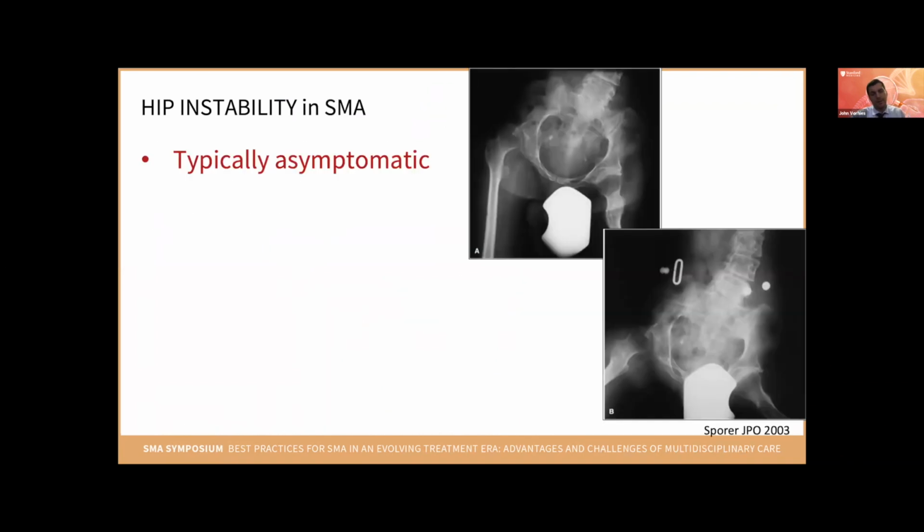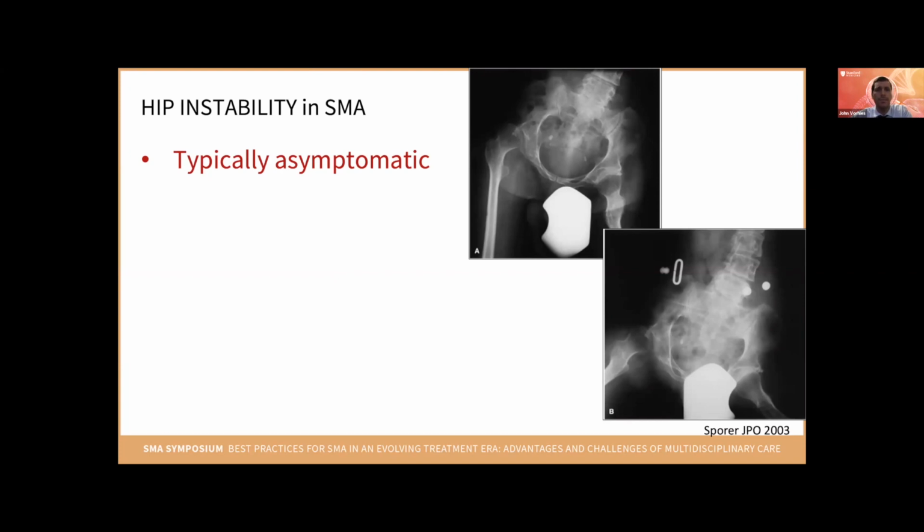Luckily, in this patient population, for the most part, historically, these hip subluxations have been found to be asymptomatic. There are always exceptions to this rule, but the rate of symptomatology in a subluxed hip in SMA is much lower than other neuromuscular disorders.